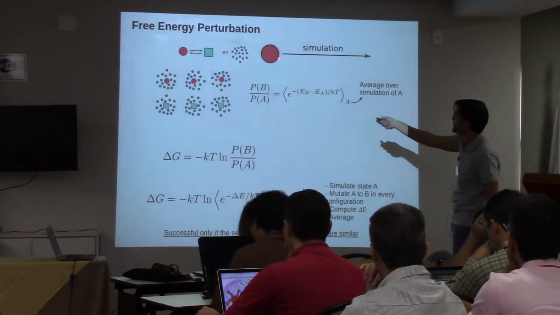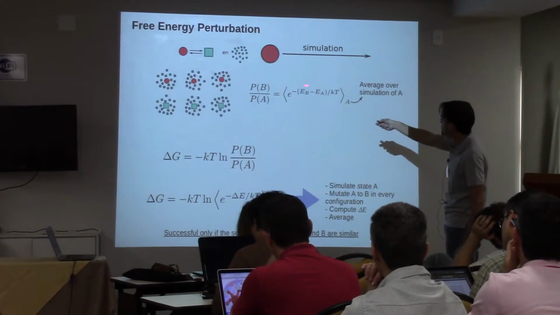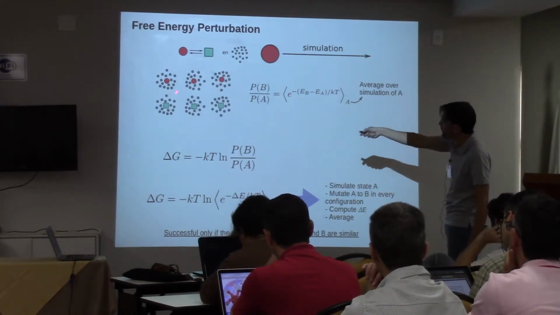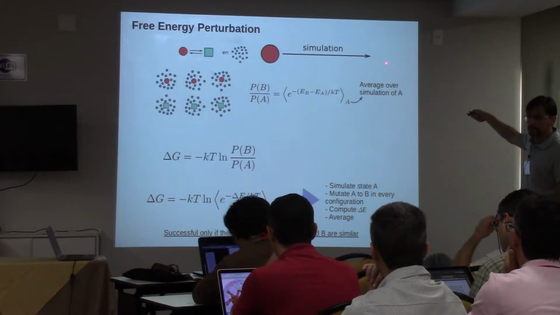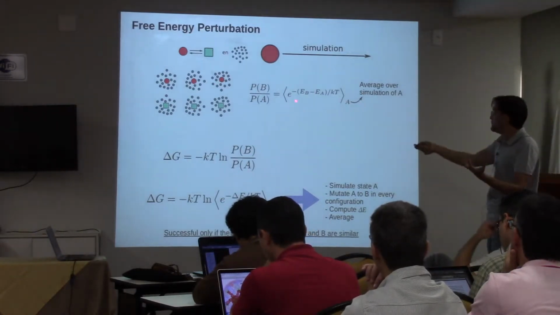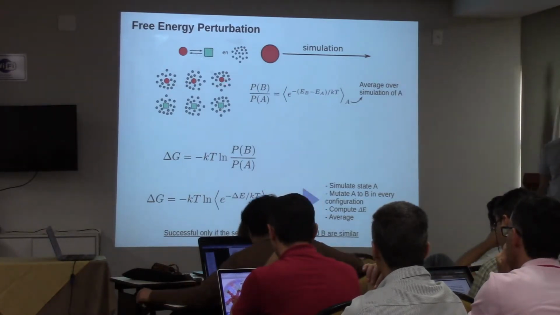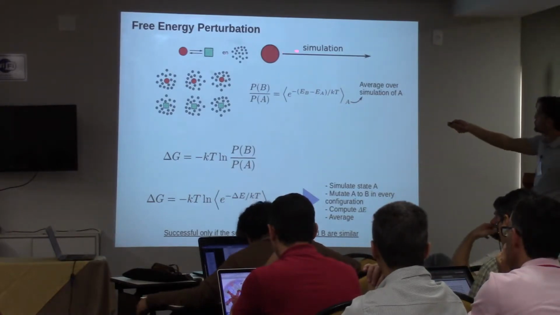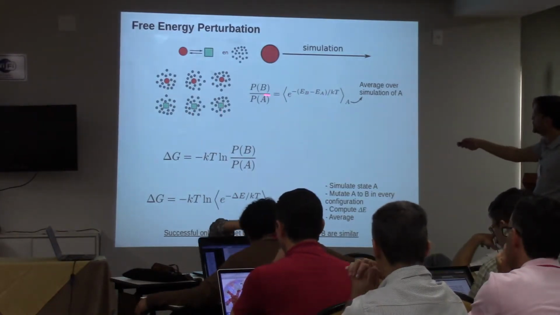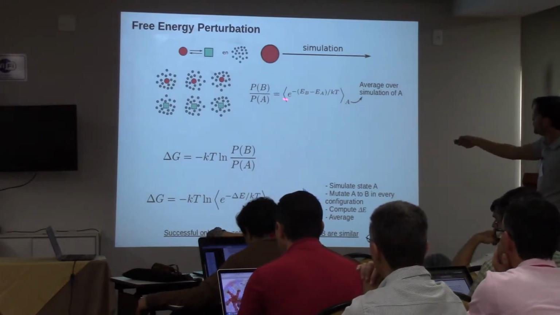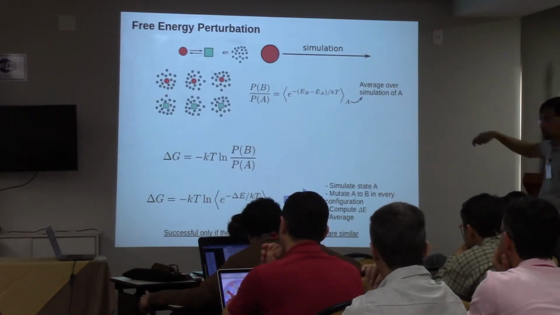So for each configuration obtained in this initial simulation, we change the red ball by the green square, compute this exponential energy difference, and we average this exponential energy difference along all configurations of our simulation. This is the way to correct the probabilities of the simulation when we perform the transformation of the red ball to the green square. Okay, so we did the simulation of the original state, perform the mutation that we are interested in along all the configurations, and compute this property. The average of this property along all the simulation is the relative probability of these two states in an original simulation.